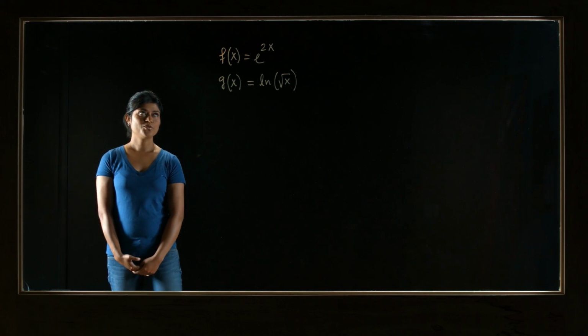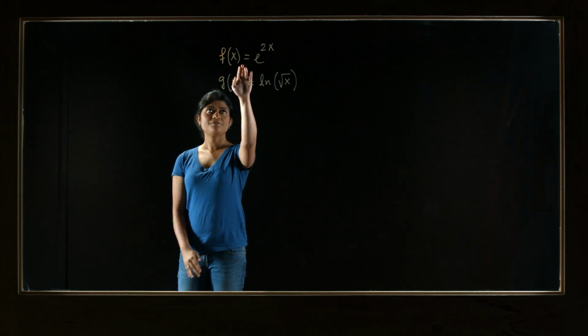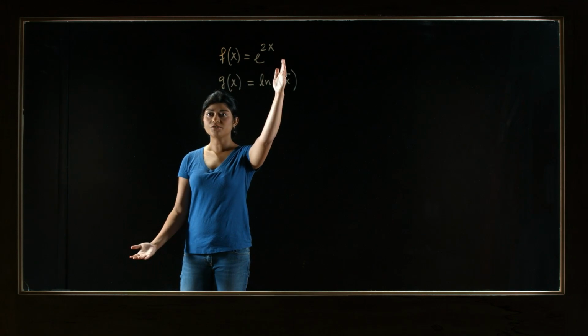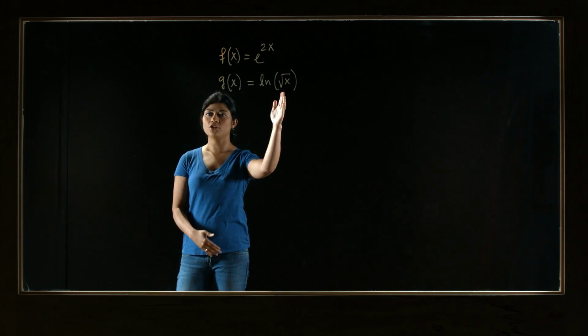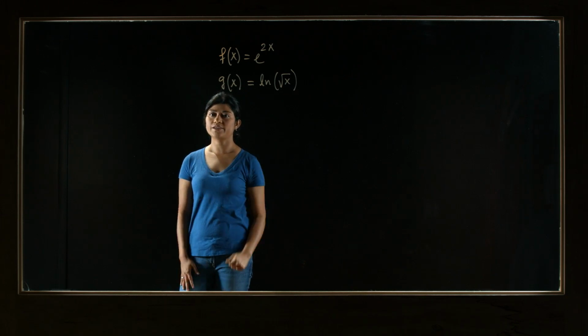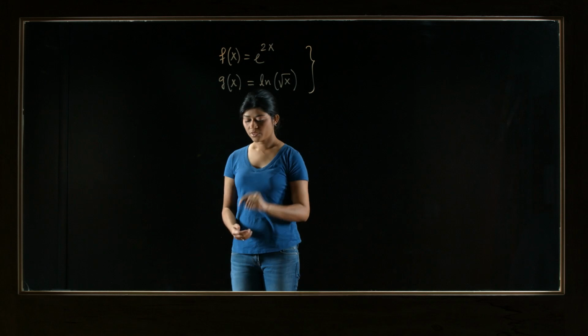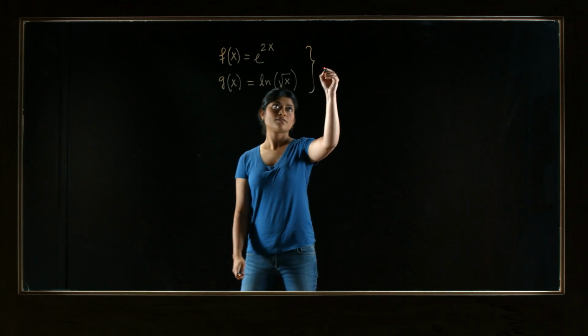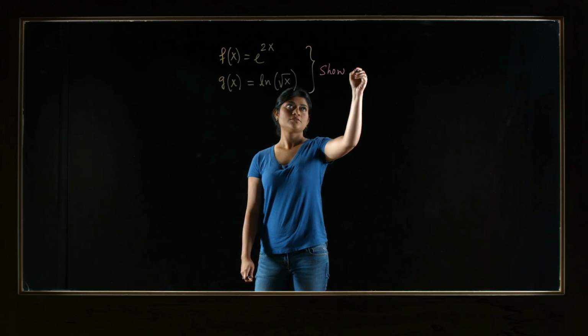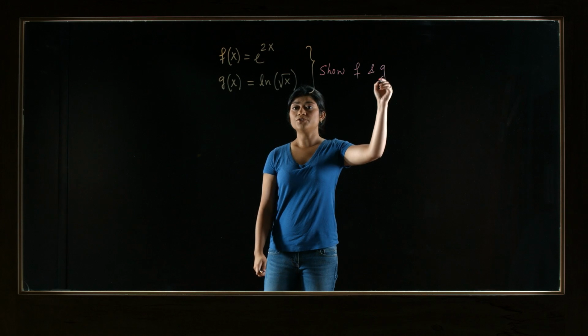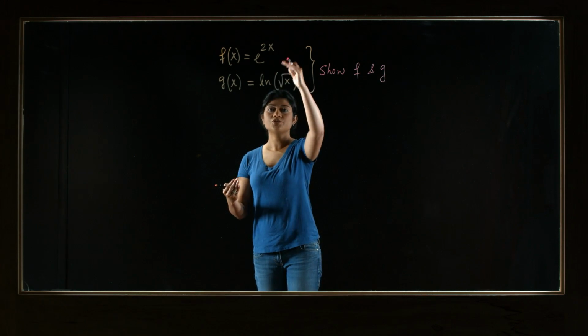In this problem, we have two functions. f is e to the 2x, an exponential function, and g is a natural log function, ln of square root of x. What we have to do is show that these two functions are inverse functions. So they're inverse to each other.